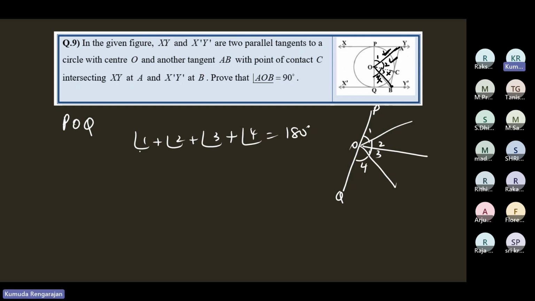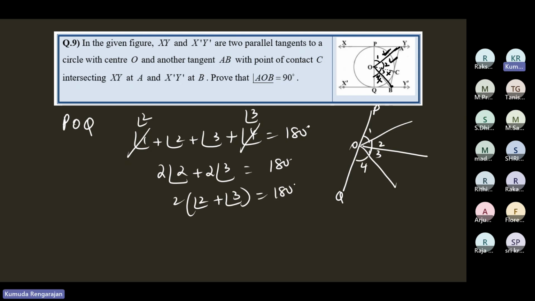Now we know that angle 1 is equal to angle 2, so instead of 1, you can say angle 2. And we also know that angle 4 is equal to angle 3, by congruency. So you'll get twice angle 2 plus twice angle 3 is equal to 180. Two is common, so angle 2 plus angle 3 is equal to 180 by 2, which is 90 degrees. 2 plus 3 is nothing but angle AOB, so angle AOB is equal to 90 degrees. That's why we removed 1 and 4. We didn't want 1 and 4; we wanted only 2 and 3.